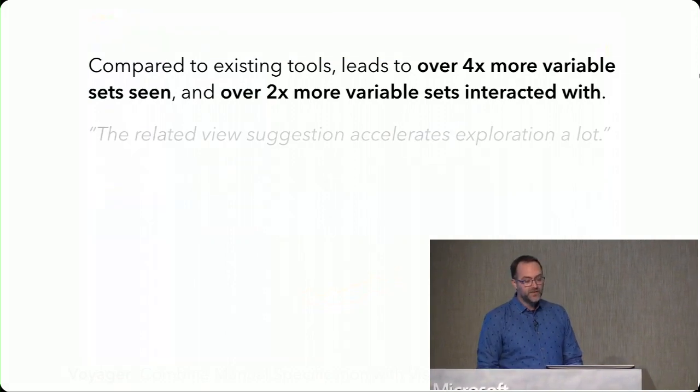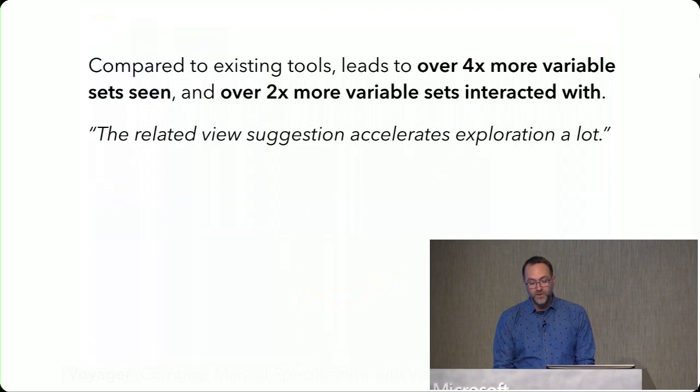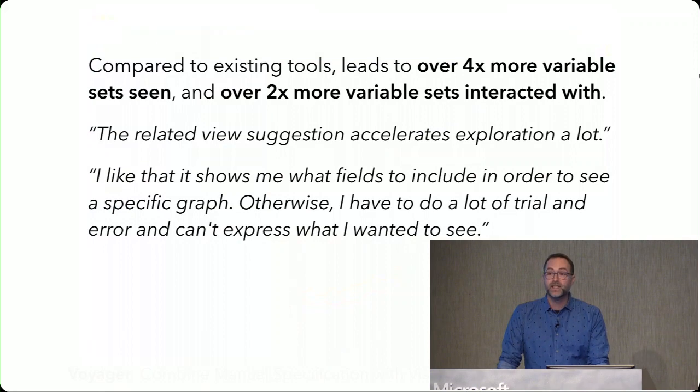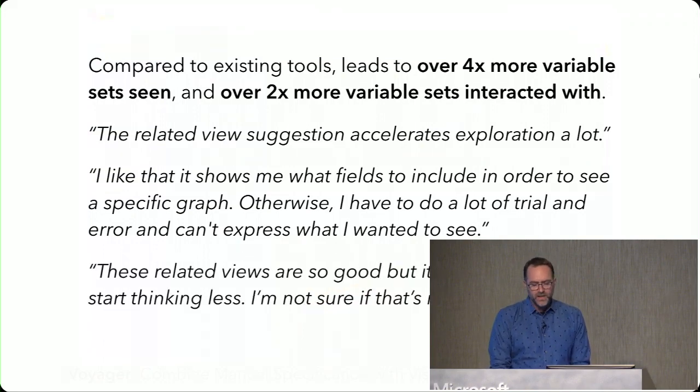Looking at some of the qualitative feedback, people said something like, "The related view suggestion accelerates exploration a lot." So people found this really sped up their ability to get a comprehensive overview of a data set. It also aided learning, as people said, "I like that it shows me what fields to include in order to see a specific graph. Otherwise, I have to do a lot of trial and error and can't express what I wanted to see." But we also saw that maybe these things can, in certain instances, work maybe too well, in the sense that one person said, "These related views are so good, but it's also spoiling that I start thinking less. I'm not sure if that's really a good thing."